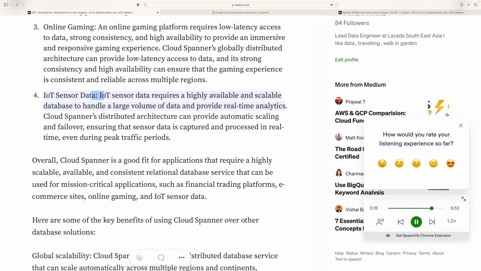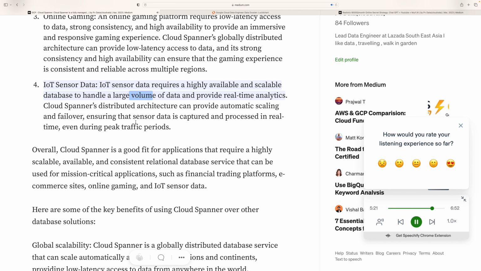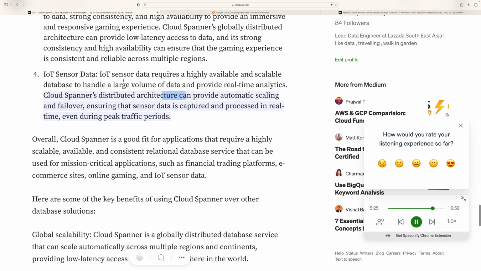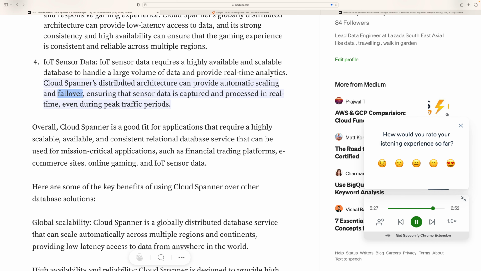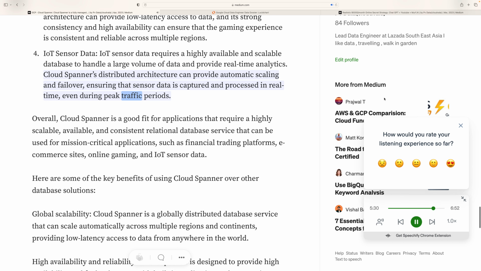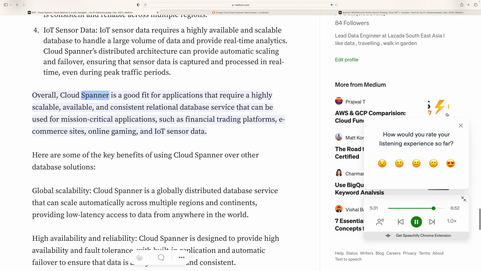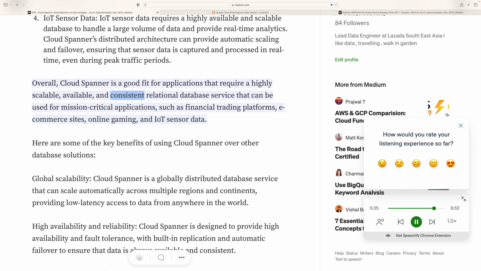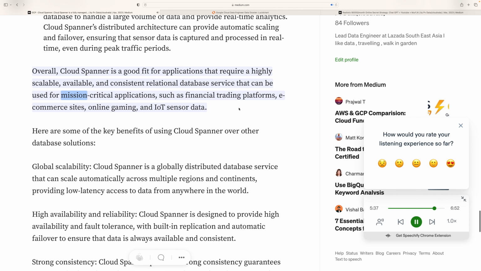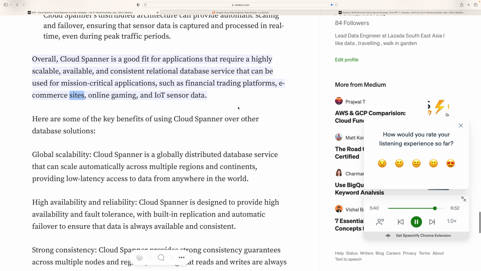IoT sensor data. IoT sensor data requires a highly available and scalable database to handle a large volume of data and provide real-time analytics. Cloud Spanner's distributed architecture can provide automatic scaling and failover, ensuring that sensor data is captured and processed in real time, even during peak traffic periods. Overall, Cloud Spanner is a good fit for applications that require a highly scalable, available, and consistent relational database service that can be used for mission-critical applications, such as financial trading platforms, e-commerce sites, online gaming, and IoT sensor data.